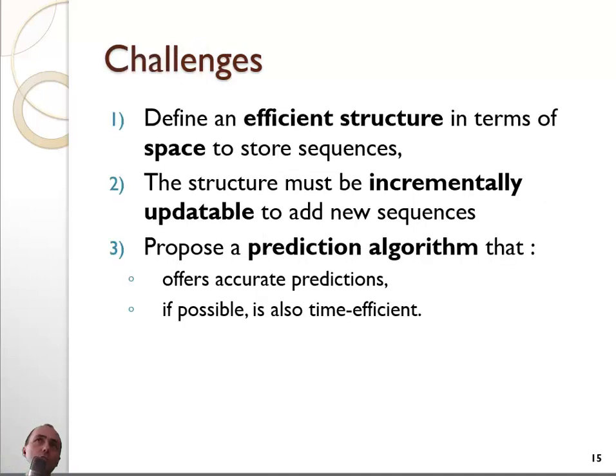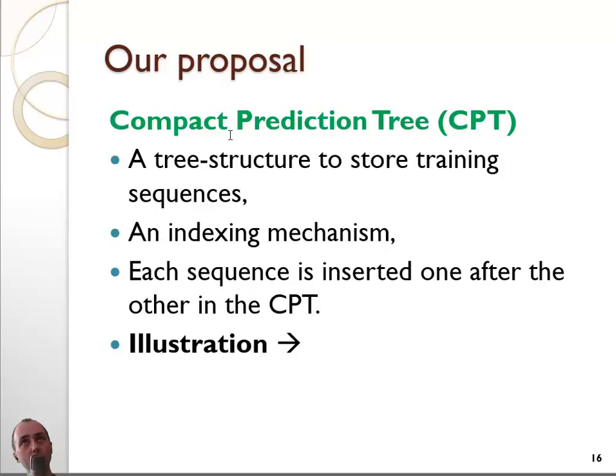There are some challenges. We need to define an efficient structure to put all the data from the training sequences. We would like a structure that we can update incrementally, so if there are new sequences, we can update our model. And we want an algorithm that does accurate prediction and, if possible, is also time efficient, that is fast. The model we present here is called CPT, as I said. It has a tree structure to store the training sequences, and also an indexing mechanism to be able to search quickly when we want to do prediction.